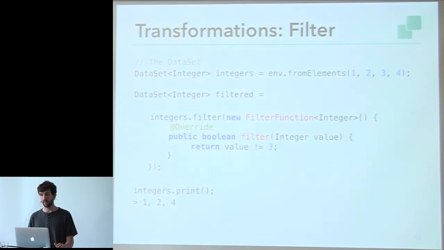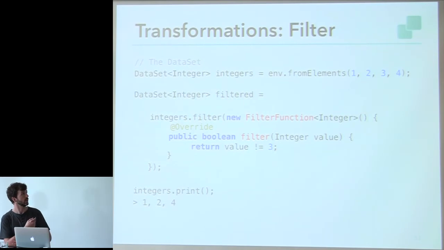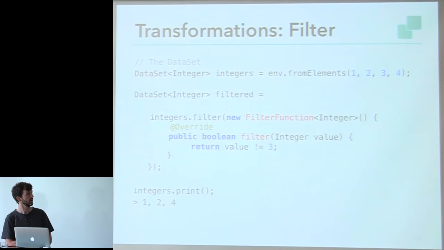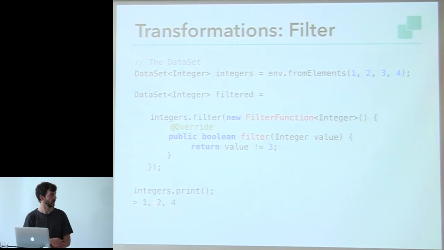Then just another operation is the filter. Here, for example, you would implement a filter function, which only gets an input and returns true if you want to keep the value. And if you return false, like if it's a 3 here, then you filter out this number. So 3 wouldn't be unequal to 3, and so we have filtered out the 3 in the results.